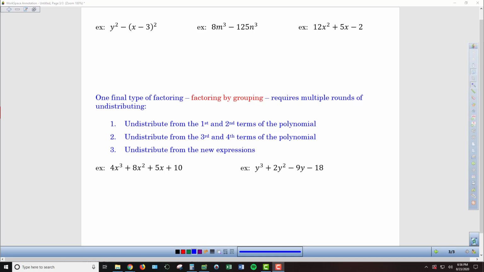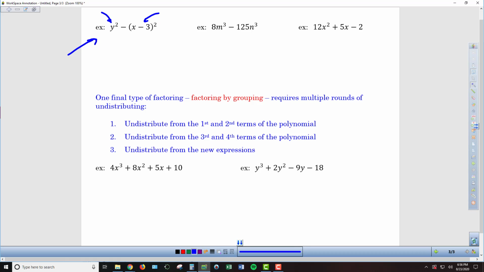Three more examples here. The first of them is another example of a difference of squares. It's just, again, presented in a pretty subtle format. So we've got y squared. That pretty obviously is a perfect square. But so too is x minus 3, that whole quantity squared. By itself, x minus 3, of course, isn't a perfect square, but x minus 3 squared is.